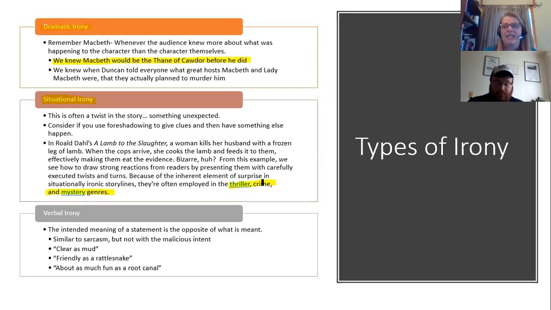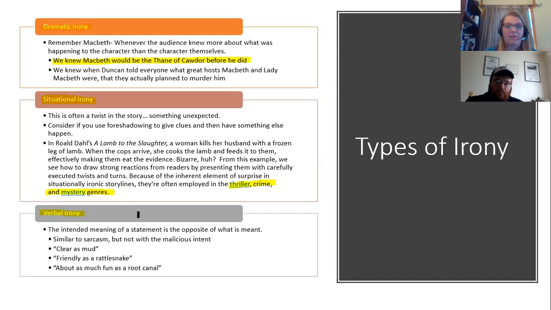And you guys know verbal irony. Everybody does. The intended meaning of a statement is the opposite of what is said. Sarcasm is verbal irony. So all of you who know sarcasm, it is verbal irony. However, usually when we're talking about it in literature, it doesn't have that sting. It's not malicious. It's not mean. It's just those sarcastic comments or sarcastic things that people can say.